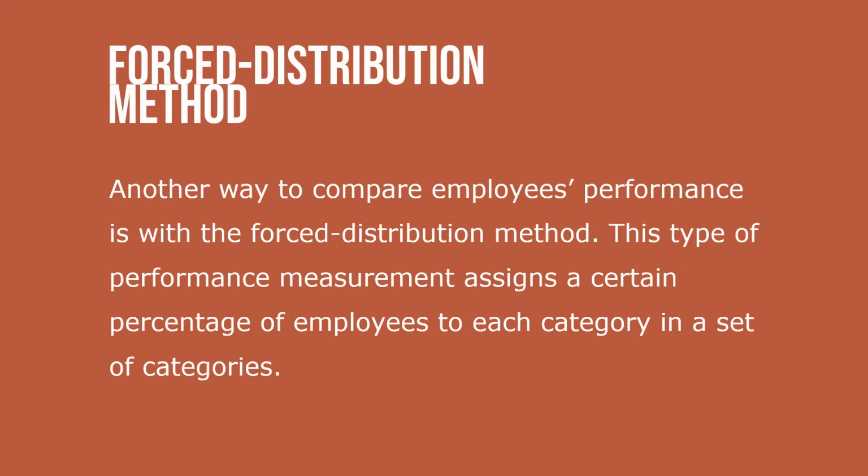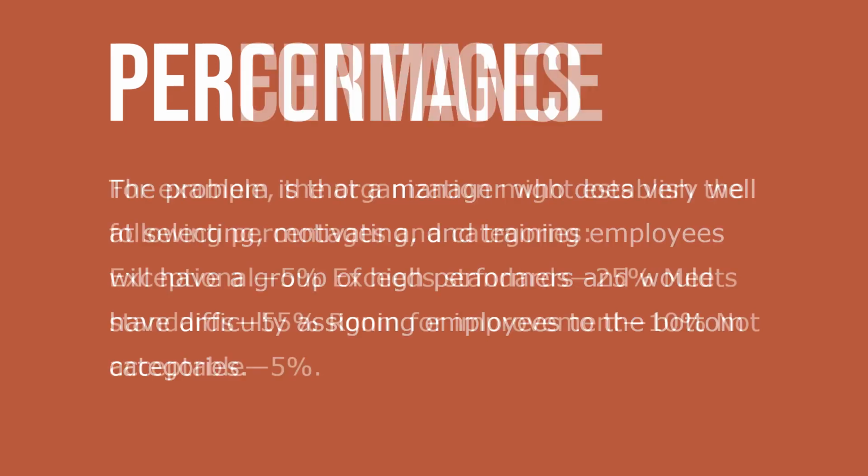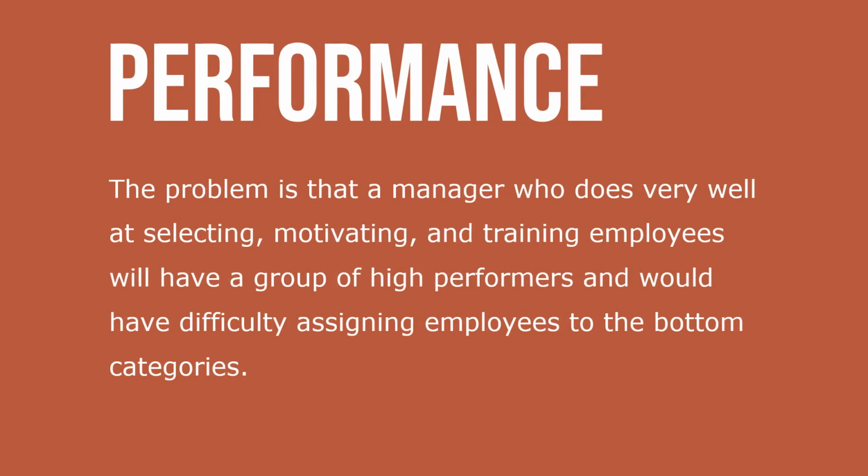Another way to compare employee performance is with the forced distribution method. This type of performance measurement assigns a certain percentage of employees to each category in a set of categories. For example, the organization might establish the following percentages in categories: exceptional at 5%, exceeds standards at 25%, meets standards at 55%, room for improvement at 10%, or not acceptable at 5%. The problem is that a manager who does very well at selecting, motivating, and training employees will have a group of high performers and would have difficulty assigning employees to the bottom ones.